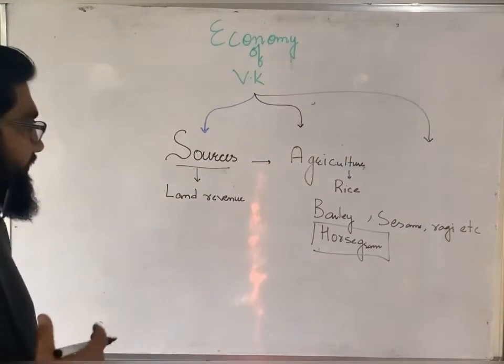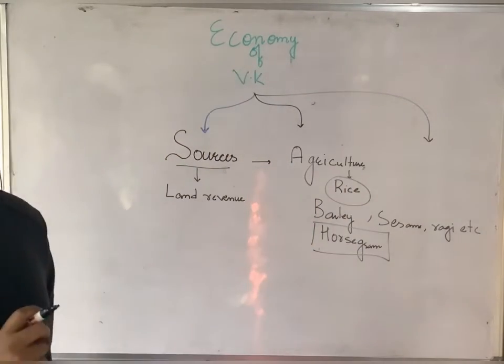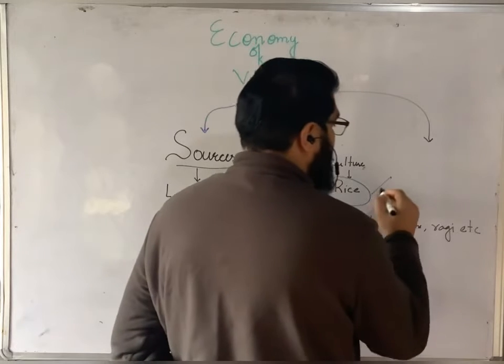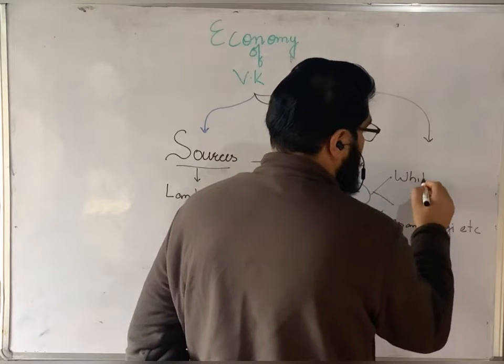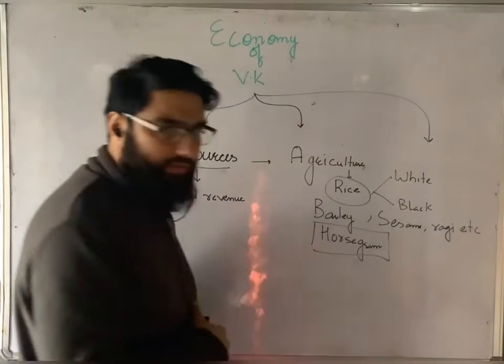Rice was the main staple crop. In fact, two kinds of rice were grown, white as well as black. Yes, black rice as well.